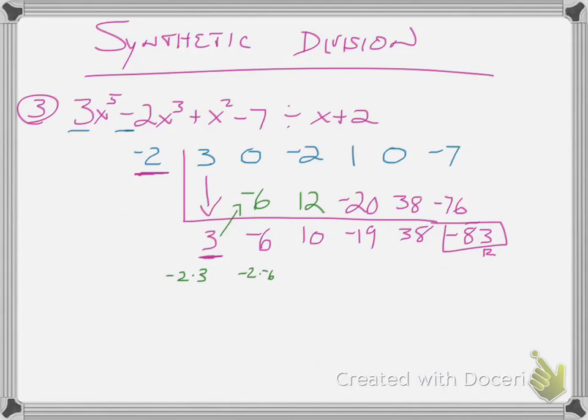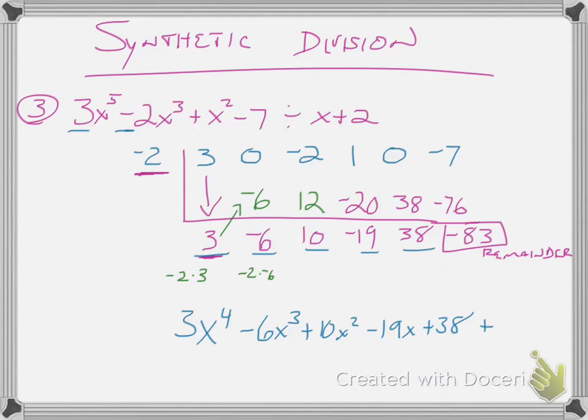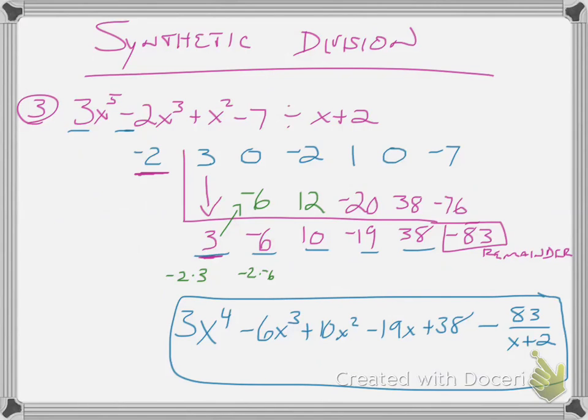This last term, remember, is my remainder. And my quotient is going to be of a degree 1 less than what I started with. So because I started with degree 5, this is going to be degree 4 now. And all of these are my new coefficients now. So I'll start with 3x to the fourth minus 6x cubed plus 10x squared minus 19x plus 38. And then I'm going to put my remainder minus 83 over what I divided by, not just negative 2, but the whole divisor, which was x plus 2. So here's the quotient. I'm going to go to the last problem.